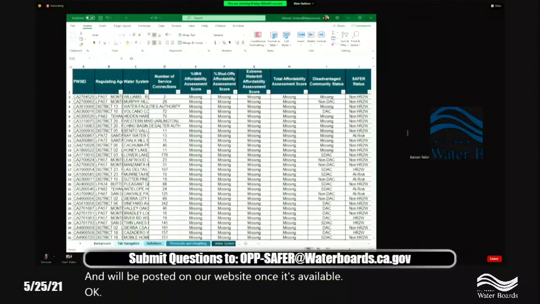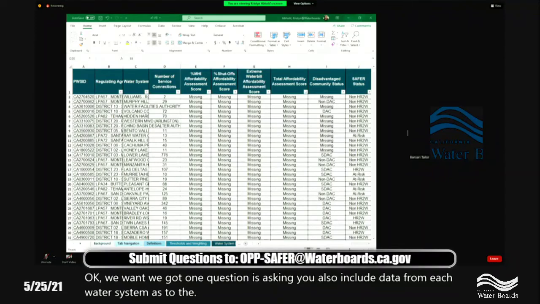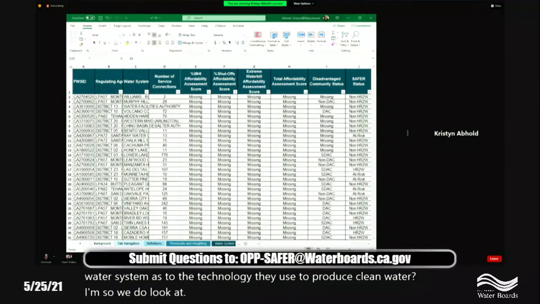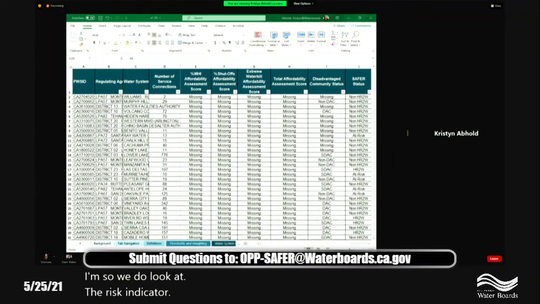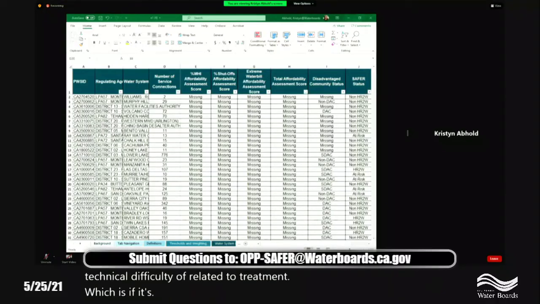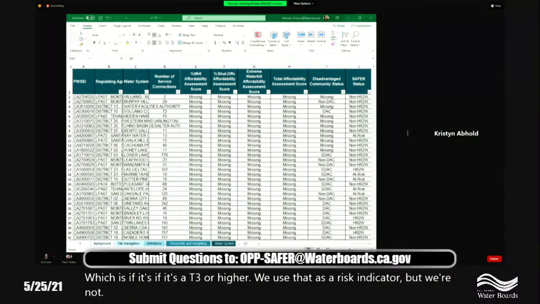Okay, we got one question. Rajinder is asking, do you also include data from each water system as to the technology they use to produce clean water? So we do look at the risk indicator that David mentioned, which is looking at the technical difficulty related to treatment, which is if it's a T3 or higher, we use that as a risk indicator, but we're not looking at anything more specific related to the treatment technologies used by an individual system.